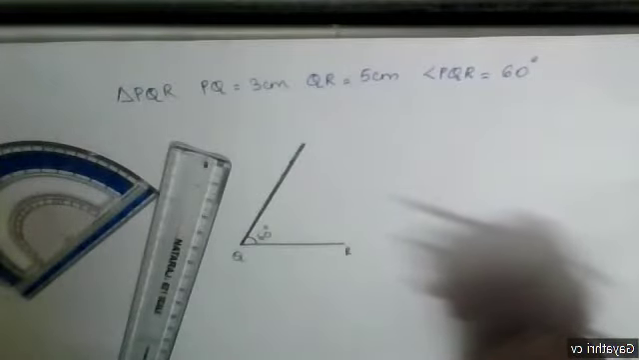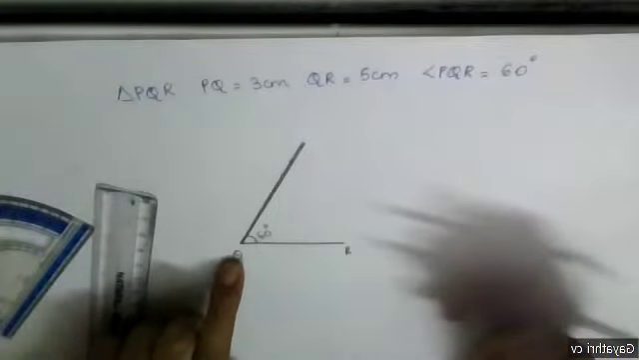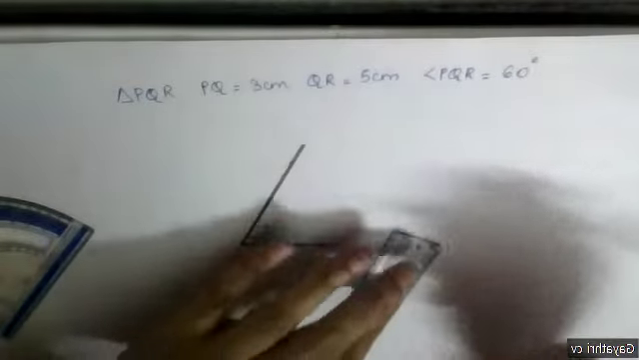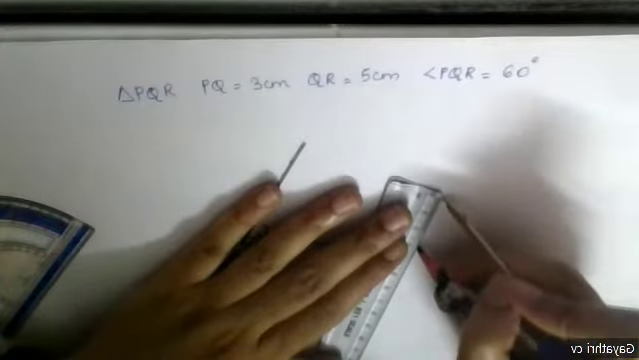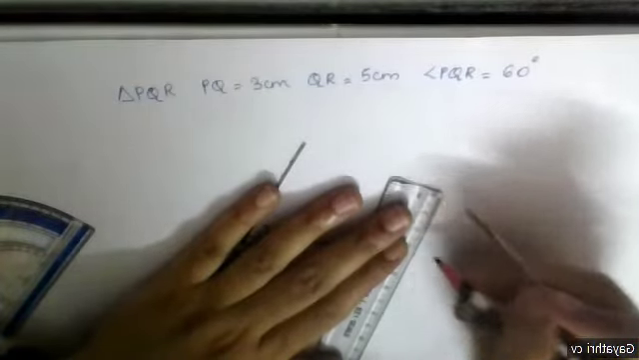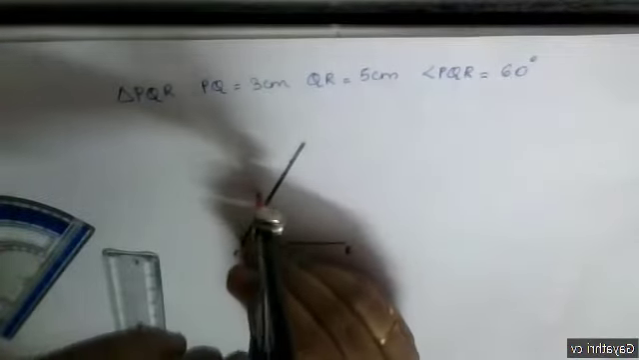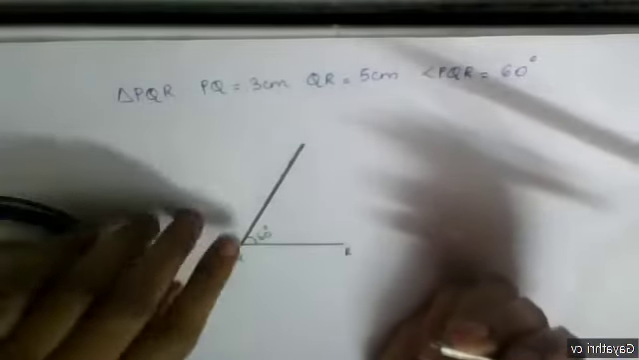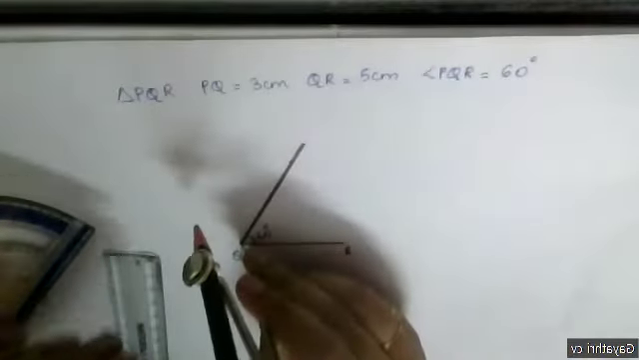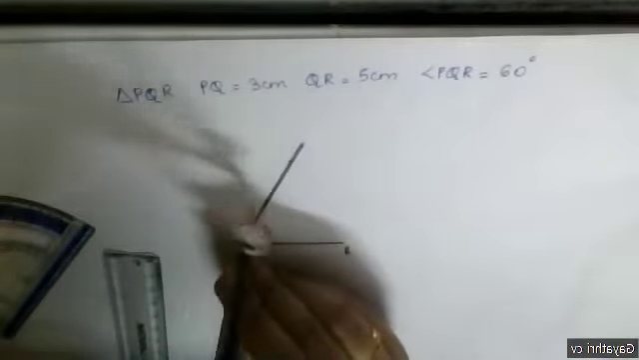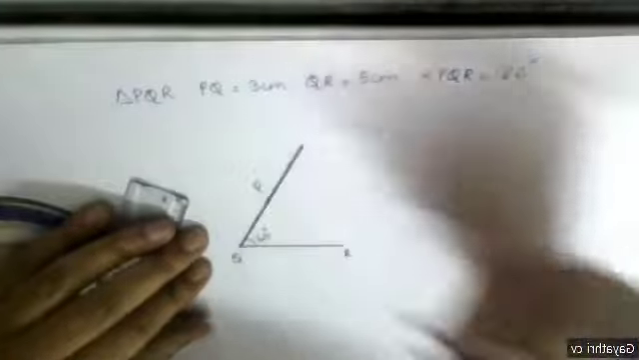Next, we know that PQ is 3 centimeter. So I have the point Q here. Now I just have to find out the point P. So to find out the point P, all I do is take my compass and measure 3 centimeter in the scale. Measure 3 centimeter using your compass, and then with Q as center, you cut an arc on this line. So this length is going to be 3 centimeter. So this point is nothing but P.